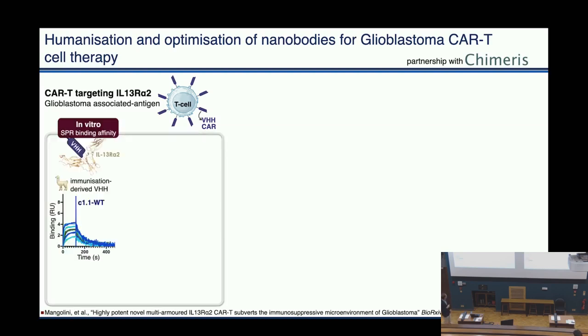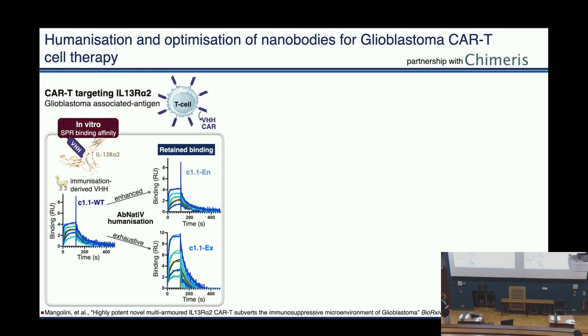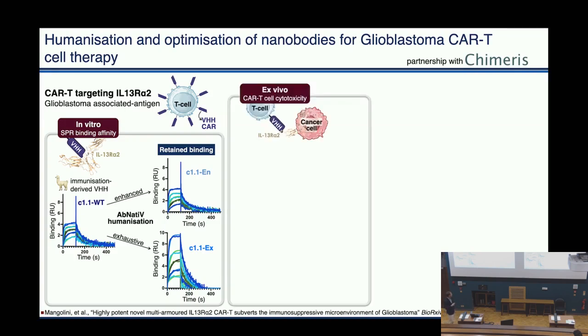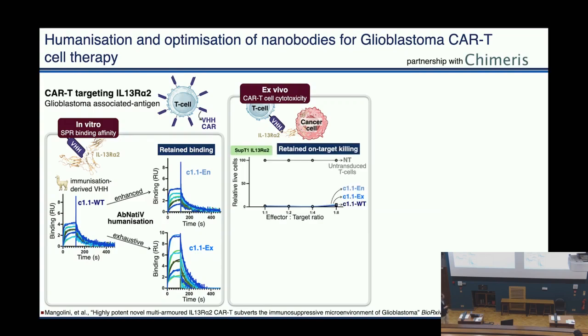So initially, this company had an alpaca-derived nanobody that was binding the target very well. We humanized it, we retained the binding in vitro, no surprises. And then we went to the more ex vivo context. So now we are on the surface of the T cell with our nanobody, and we are seeing if it can kill cancer cells. And the answer is that it can. So all of them, the wild type and our two humanized versions, can kill essentially all of the cancer cells ex vivo, unlike untransduced T cells. So the same T cell without the CAR, essentially, as you would expect.